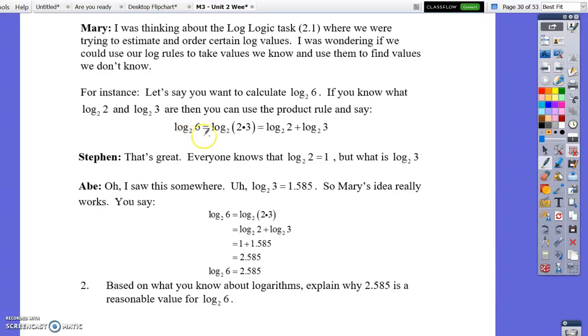And we could say the log base 2 of 6 is equal to the log base 2 of 2 times 3, which is equal to log base 2 of 2 plus the log base 2 of 3. And Stephen's like, well, that's great. I know what the log base 2 of 2 is. It's 1. But what's log base 2 of 3?